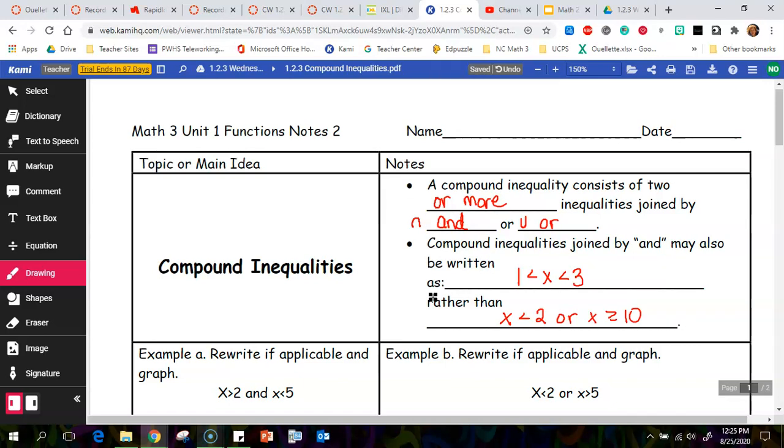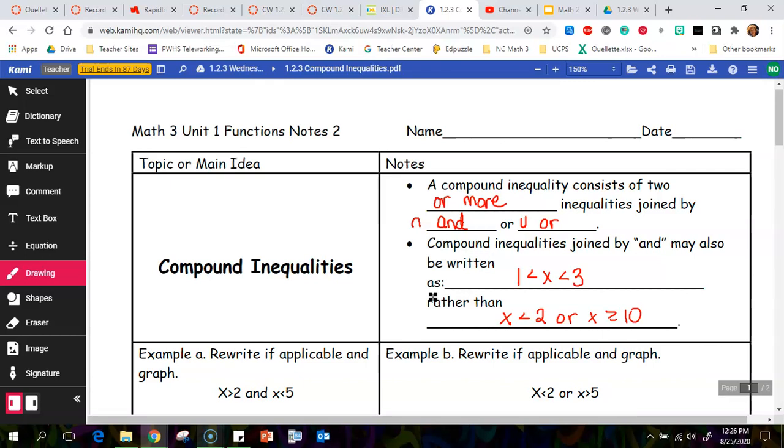x could be greater than 1 and less than 3, because right here, this part means x is greater than 1. If 1 is less than x, then x is greater than 1. That's not really that important. But x could be both greater than 1 and less than 3. But it couldn't be less than 2 and greater than 10. So that's why we use that word or.